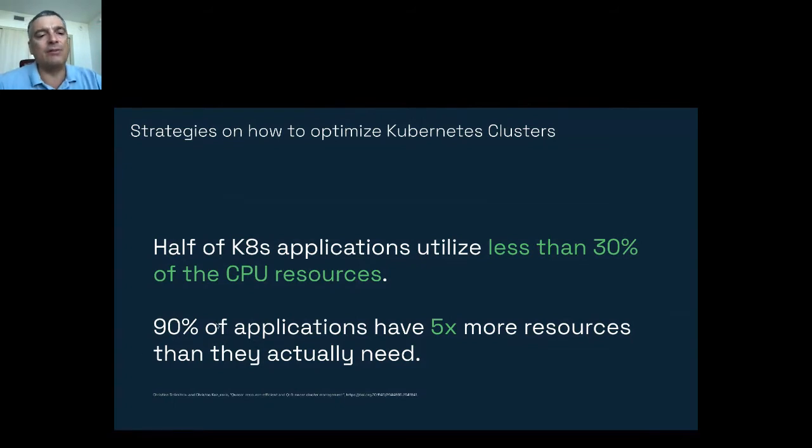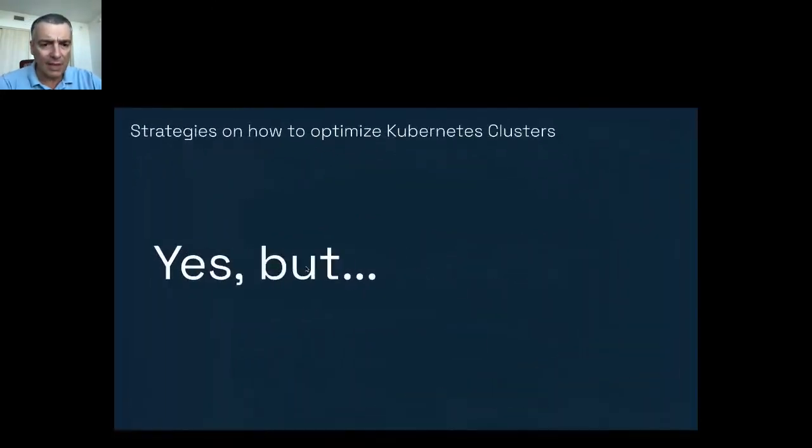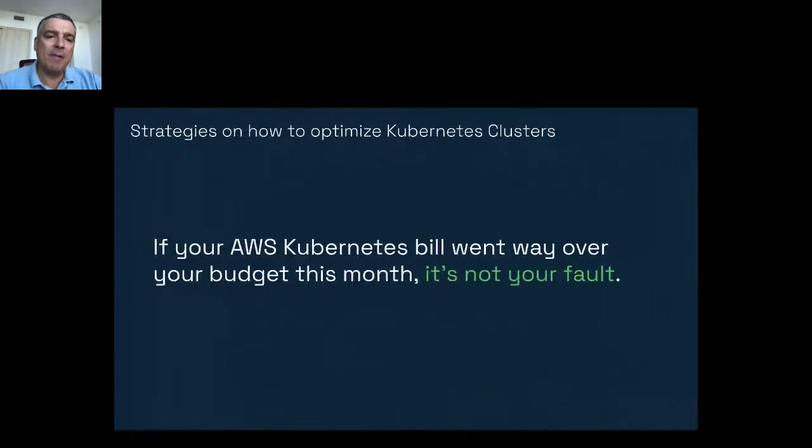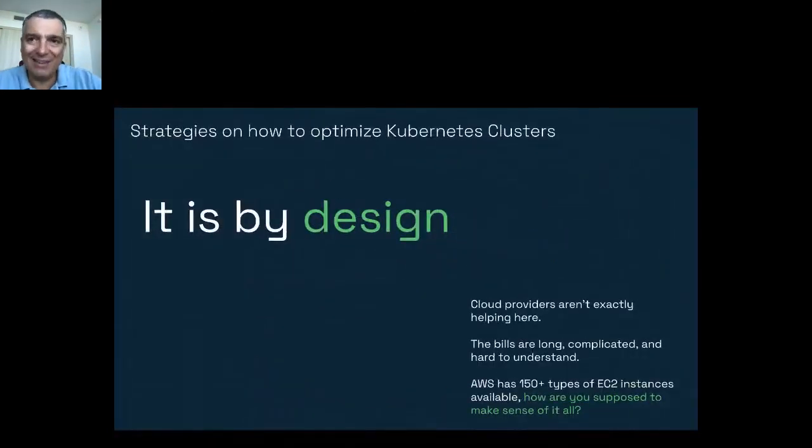There's another stat, more academic, from a study where, in their sample, 90% of the applications had 5 times more resources than they actually needed. So between these two things, you can see the vast issue we have. And yes, if your AWS Kubernetes bill also went way over your budget this month, it's not really your fault. We also see this a lot with our customers. It's not your fault because it's by design.